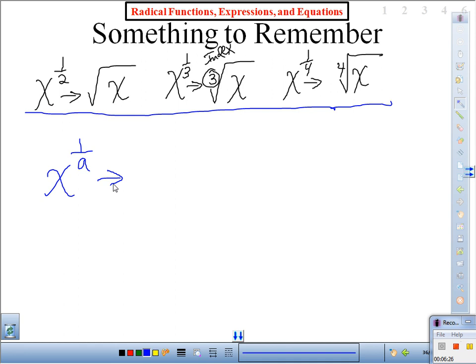All right, tell your neighbor whether you were right. All right, so we wrote what? Radical x with an index of a. Any questions with that process? We good? All right, writing utensils down.